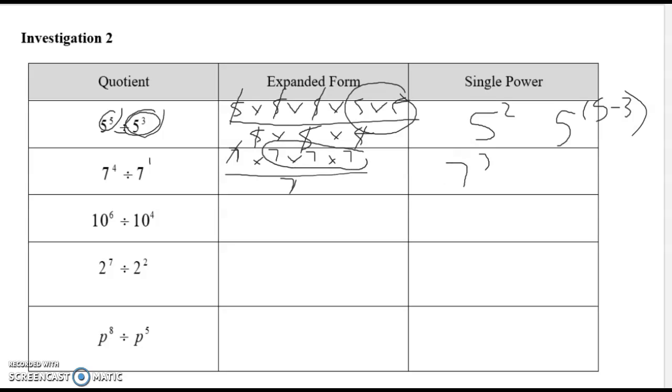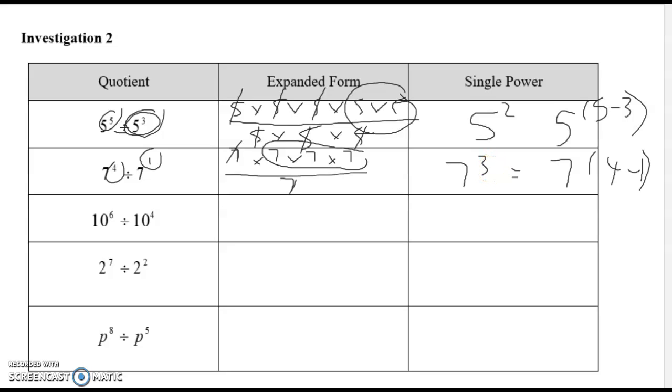Sorry, my computer cut off. So let me just erase this and explain this one more time. Okay, so we have our base 7, and then we are left with 1, 2, 3 sevens, so it's 7 cubed. And then we know that we had 4 minus 1, and that gives us our 3.